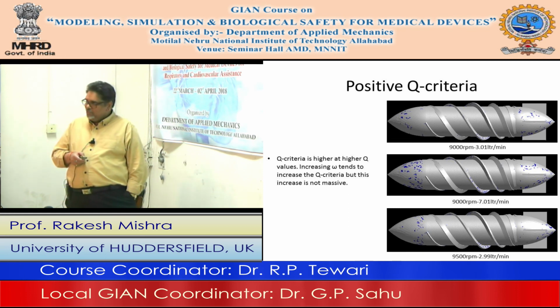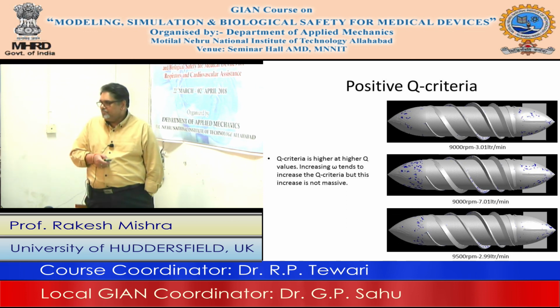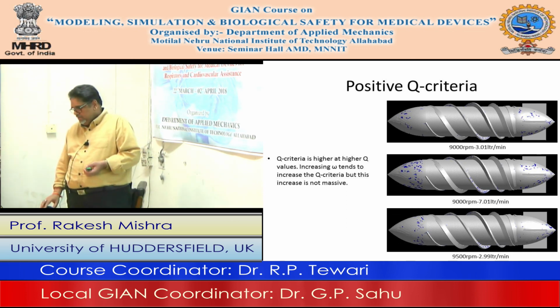You understand Q criteria. Q criteria is half of the vorticity squared minus strain rate squared.